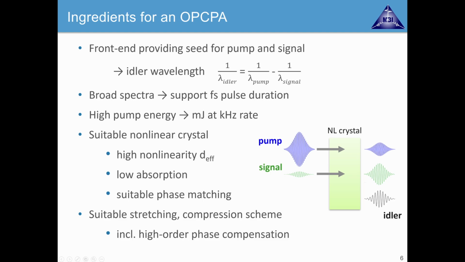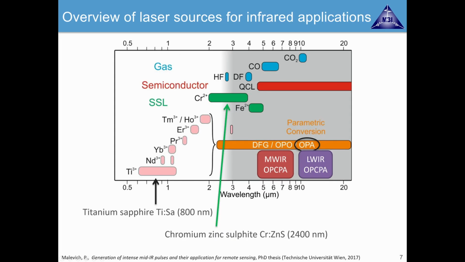And at the very end, we also need a suitable stretching and compression scheme, so that we stretch the signal, for example, prior to the process in a way that we can still compress the idler afterwards. And ideally, we can also do some high order phase compensation up to fourth order, for example, to really reach the Fourier limit. So now you might ask the question, why are we making such a complicated system?